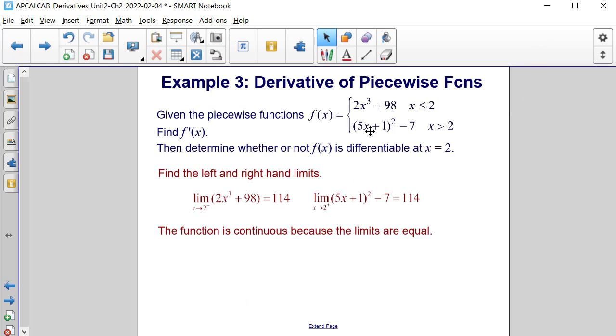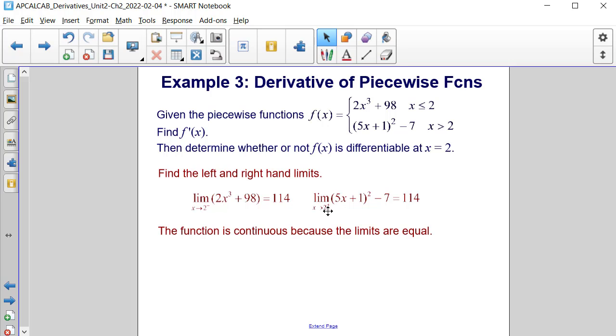Well, we know that both of these pieces individually are indeed differentiable, so we can find the left and right-handed limits of them to see if they are equal for when x approaches 2. So the limit as x approaches 2 from the left is going to be 2 times 2 cubed plus 98, which is going to equal 114.